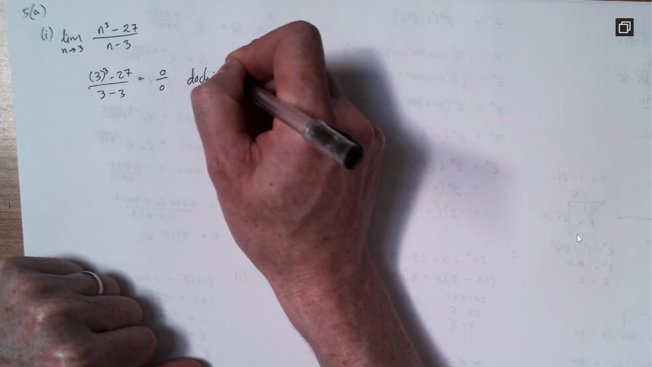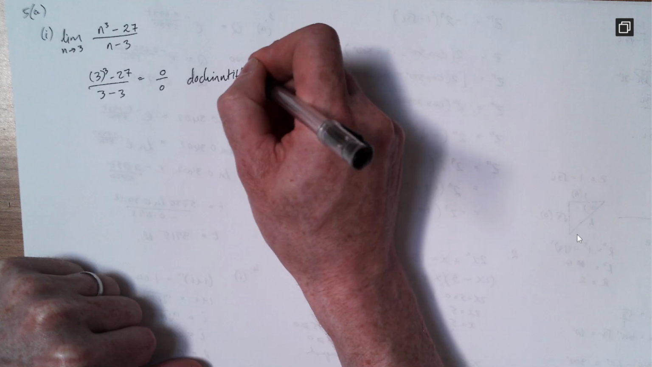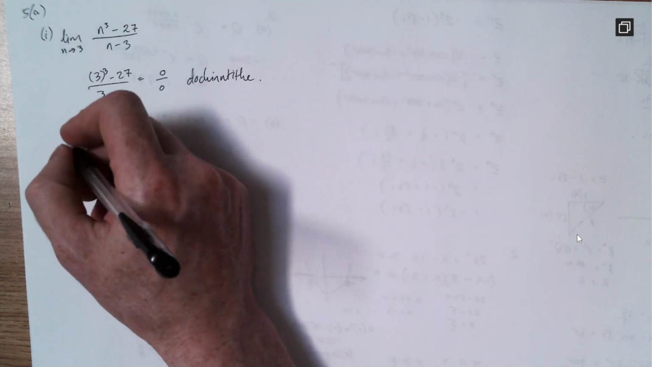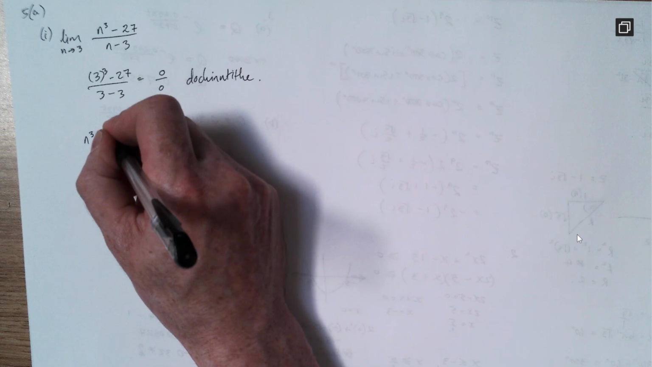It's indeterminate, so we should factorize here. We factorize the top line, n cubed minus 27.